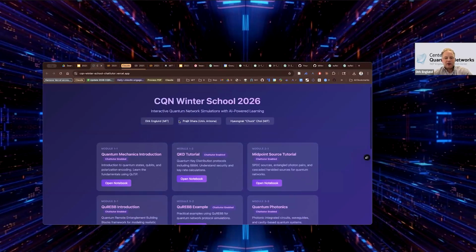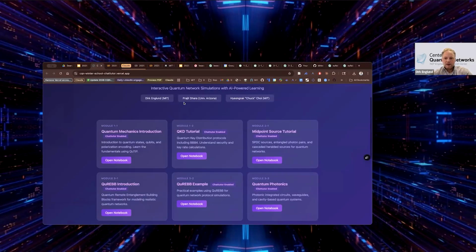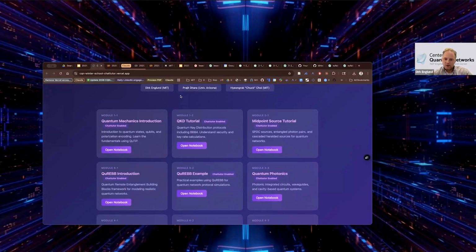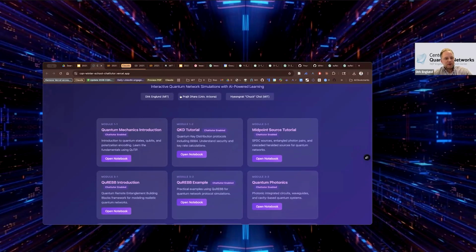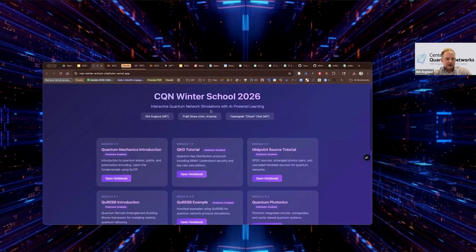Ah, and I made a mistake here. Look at that. This should be Chauhan and Dirk, and it is the previous instructors and Dirk. So in defense of Prajit and Chuck, they did not collaborate. They did not contribute to this. So yeah, I'll update this.